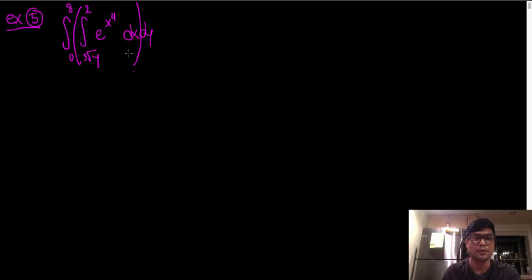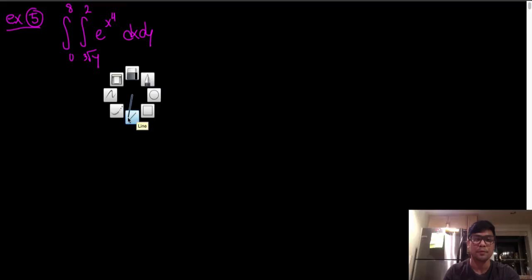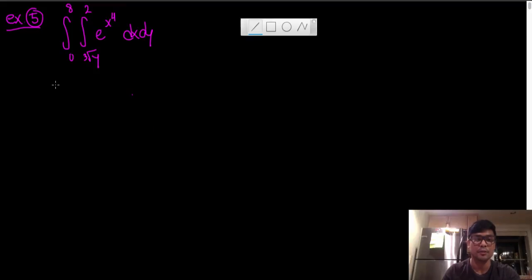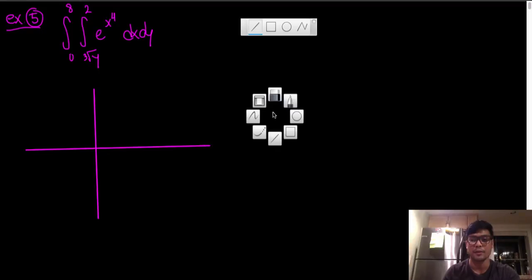So if we switch the differentials and integrate with respect to y first, if we're doing the partial integration with respect to y, this exponential function is going to be held constant. So let's go ahead and look at this geometrically. Go ahead and draw our axes here. So the question is, what is the cube root of y? What does that look like?